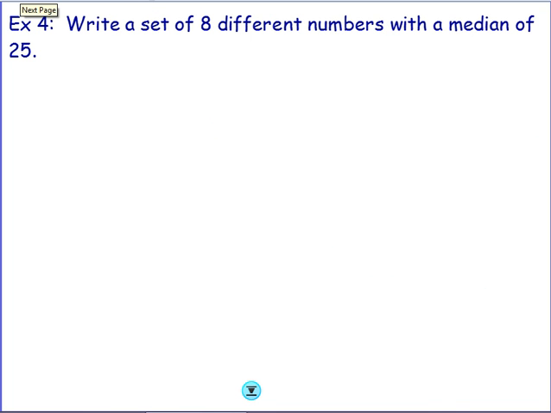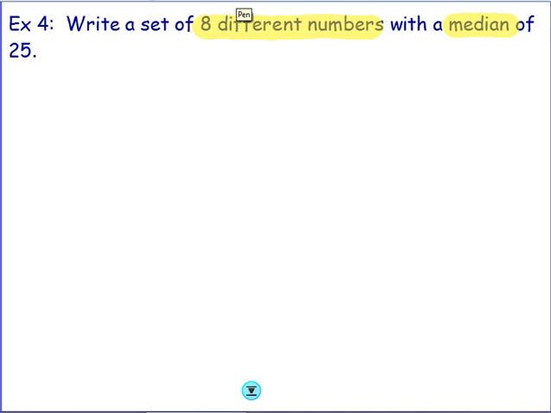This is your typical critical thinking problem. This problem has several right answers. Write a set of, we need 8 different numbers. When I say 8, I'm telling you how many. Different means you cannot repeat anything. With a median of 25. So we want the middle number. We're focused on 8 data values, and we're focused on the middle number.